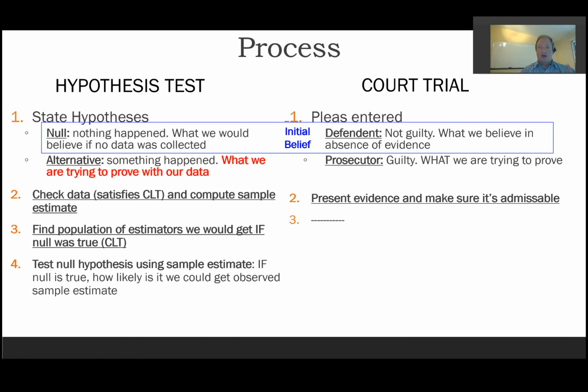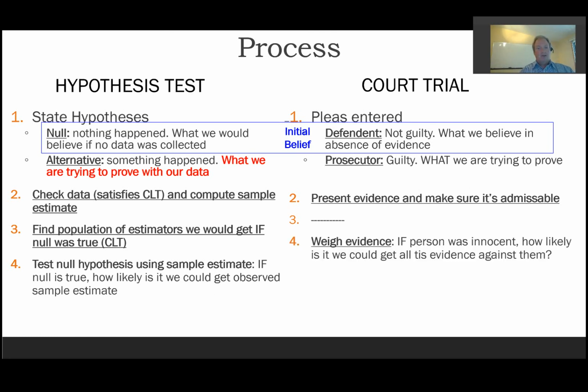And in a court trial, they do the same sort of thing, although it's not quite as quantitative and precise. What the jury is asking, they have all this evidence against the defendant, right? And they're asking if the person was innocent. Okay? In other words, if the null is true, how likely is it we could get all this evidence against them?